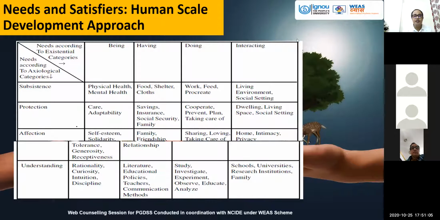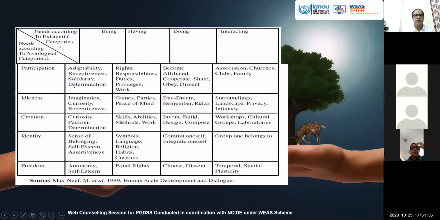For example, when you talk about the existential category of being, then under subsistence in axiological categories, there are physical health and mental health. When you have physical health and mental health, that is being yourself. Having food, shelter, and clothes is the subsistence. In that way, you will find these nine subcategories of axiological needs. I will not go into detail.